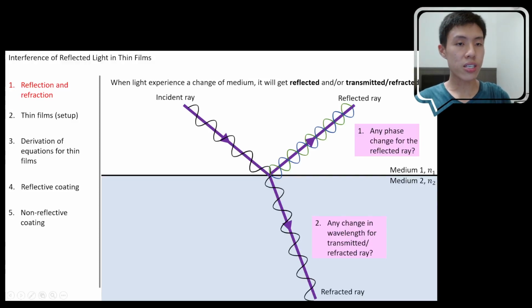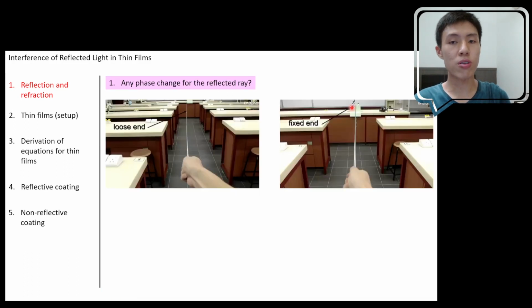Now, let's try to tackle the first question, which is whether there's any phase change to the reflected ray. To understand what a phase change is, maybe I'll show these two videos side by side and we can do a little bit of comparison with it. So let's start with the first video.